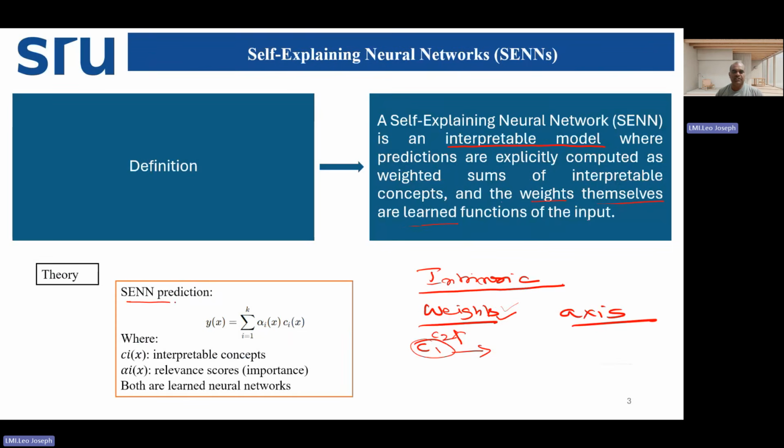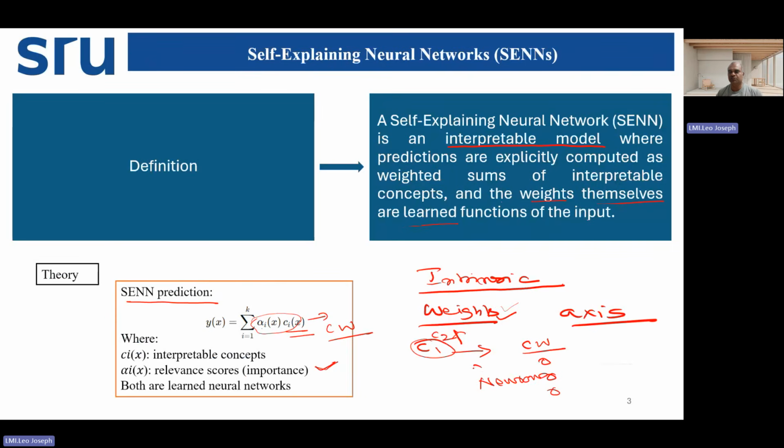So the SENN prediction is based on alpha. You can see here c_i of x. This we also see in concept whitening. And here we are going to add alpha_i of x. Alpha_i of x means relevance scores. Based on the relevance scores also, we are going to do the prediction. How these weights and concepts relate to each other, we are going to see in SENN.